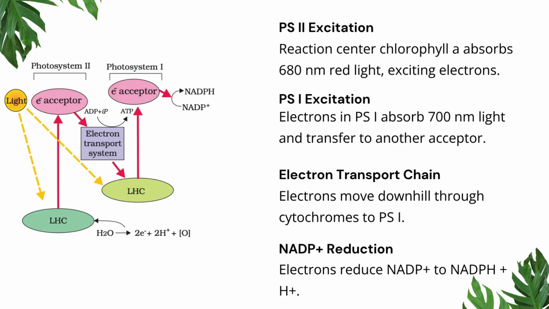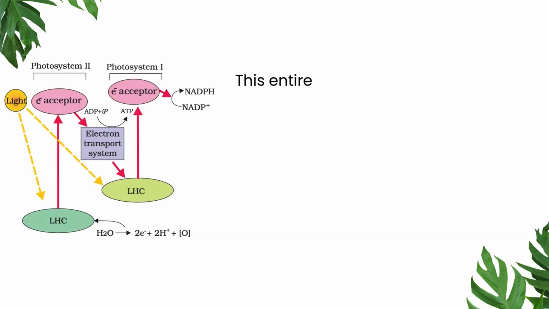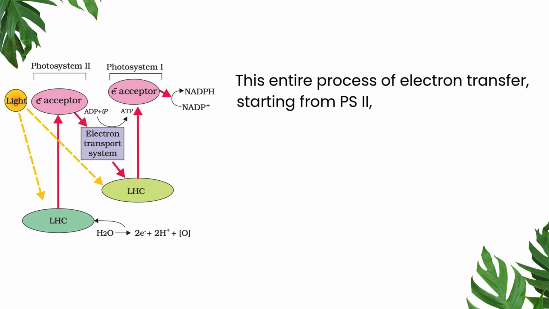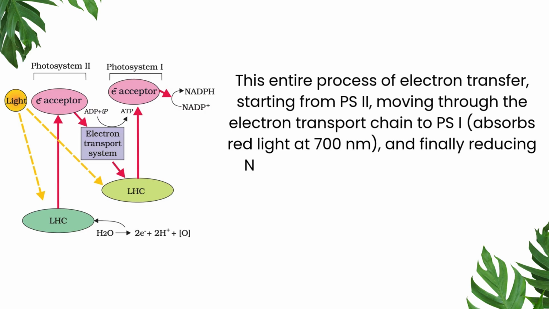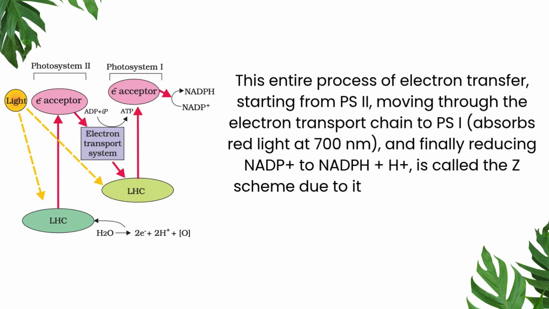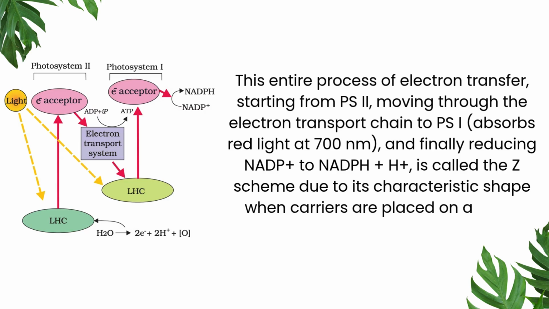potential scale. This entire process of electron transfer, starting from PS2, moving through the electron transport chain to PS1, absorbs red light at 700 nanometers and finally reducing NADP plus to NADPH plus and H plus, is called the Z scheme due to its characteristic shape when carriers are placed on a redox potential scale.